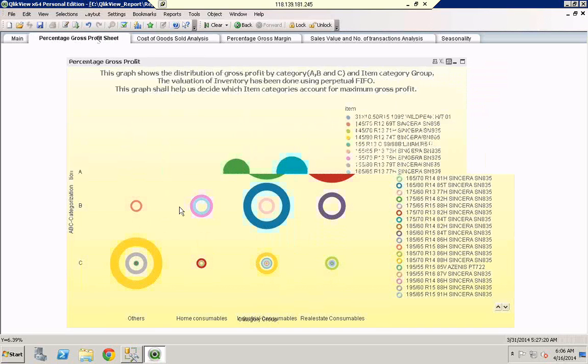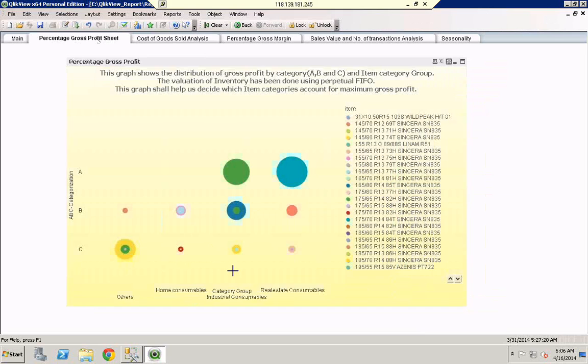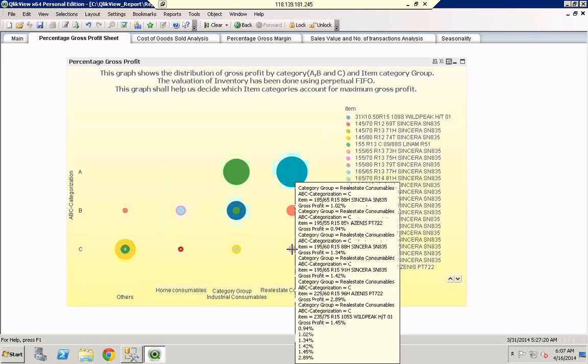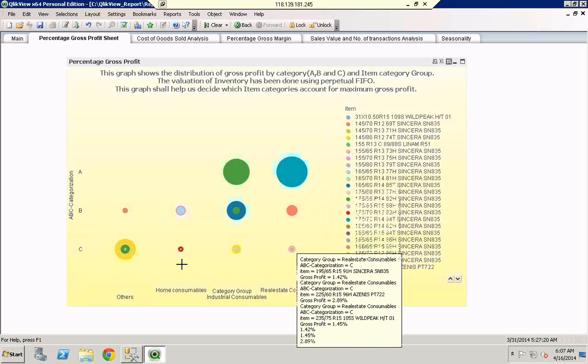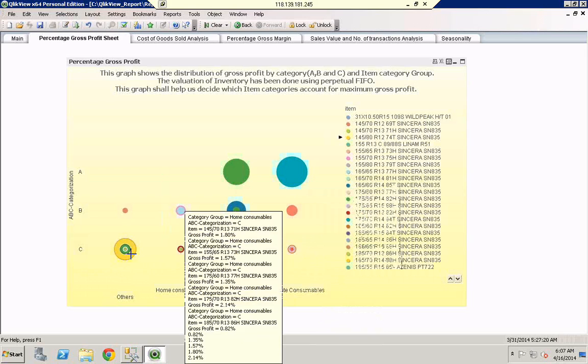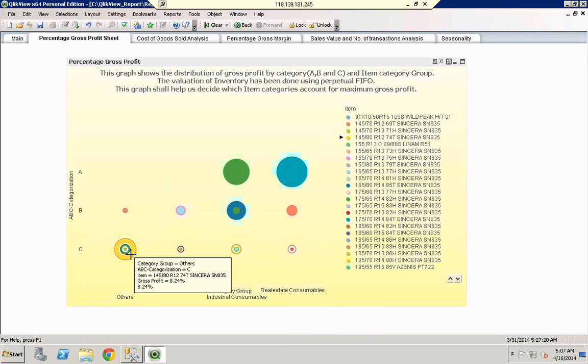In the percentage gross profit sheet, category A items are actually contributing a healthy gross profit. Similarly, we look at the category B, 165 by 80, and that is contributing healthily. There are some items within the category C which are contributing very low gross profit, so they probably need to be weeded out, and the managers can take a call. And there are certain sweet spots in category C, like this particular item, 145 by 80 R12, which has a low cost of goods sold but has a very nice gross profit.